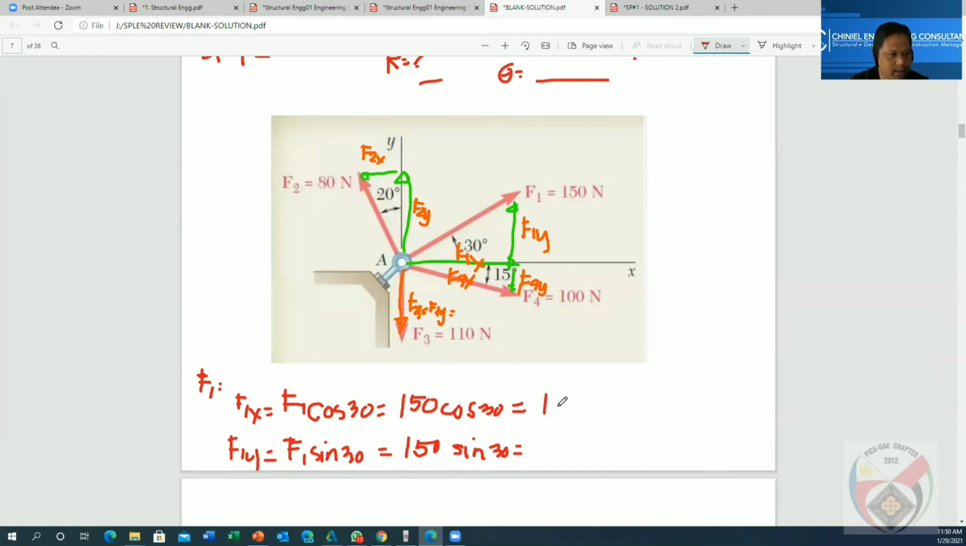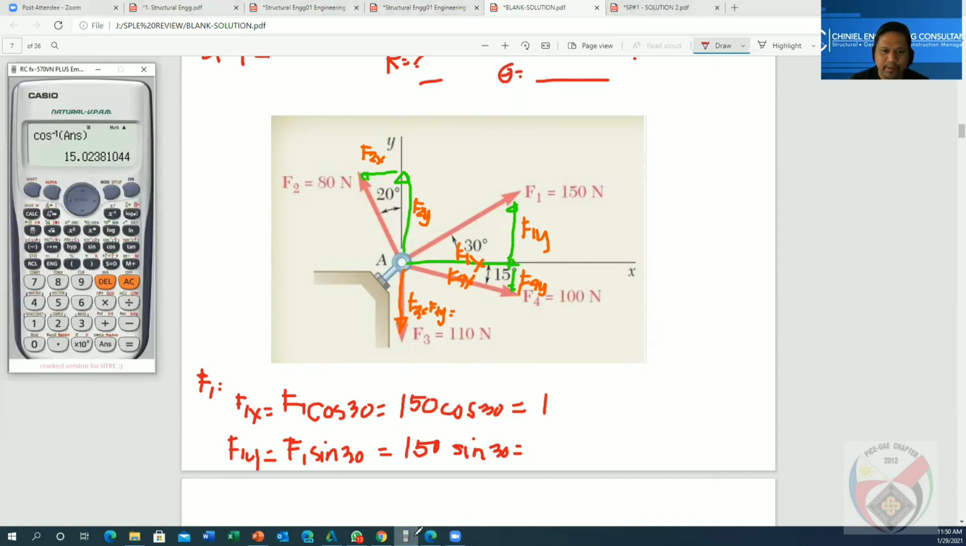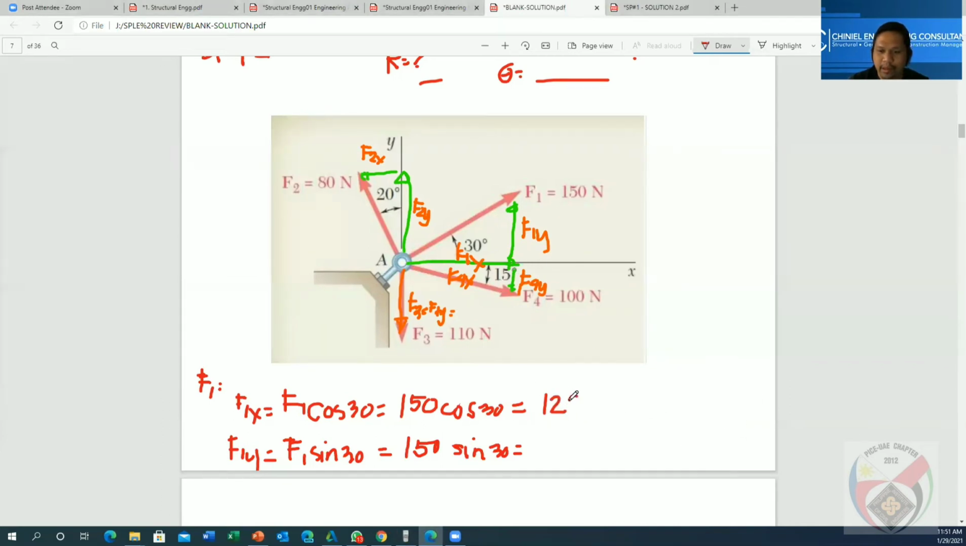Is it 129.9 or 120.9? Calculate natin. So there should be 150 cosine of 30, 129.9. So it should be 129.9. Thank you, engineer. Yan, dami na sumagot. So F1x is 129.9. F1y is 75. Is it 75? So consistent tayo sa unit.